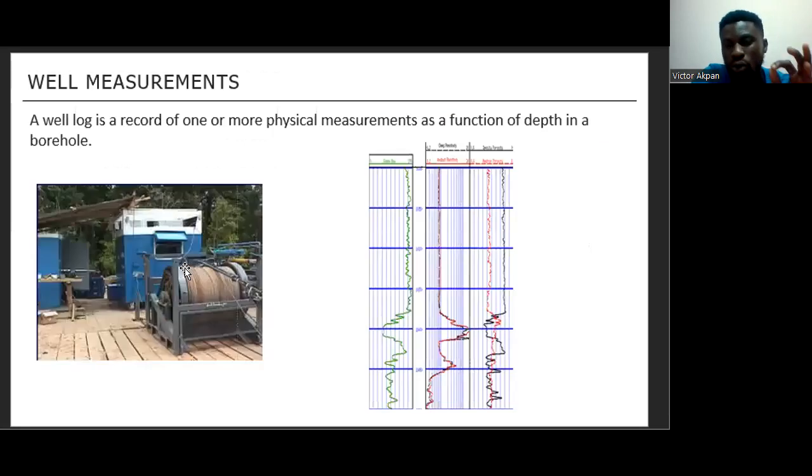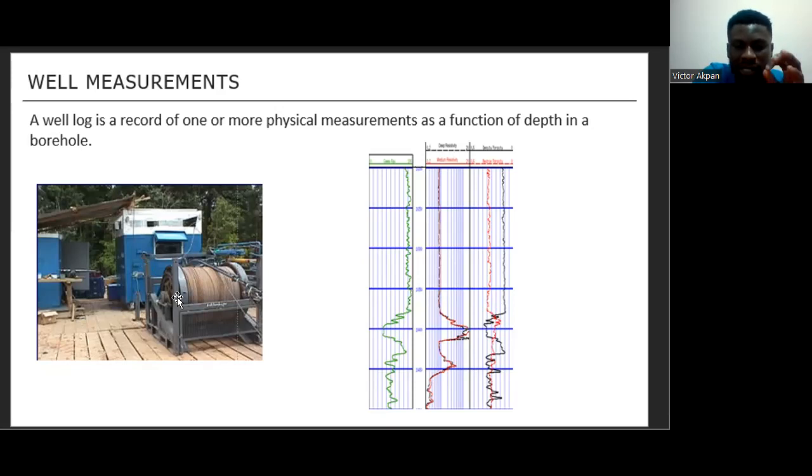So let's go to the indirect, which is also a kind of subsurface measurement, but this time around deals with more technology, such as the well log. Now, the well log is a record of one or more physical measurements as a function of depth in a borehole. In this image, you find a thread of wires, and then you also find a compartment behind, which is a receiving or processing room.